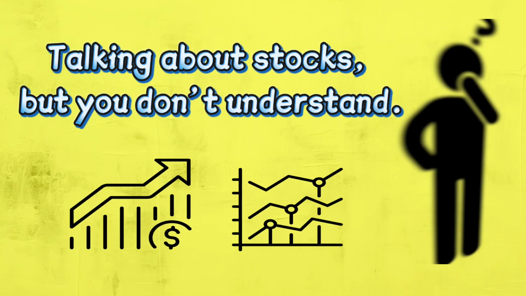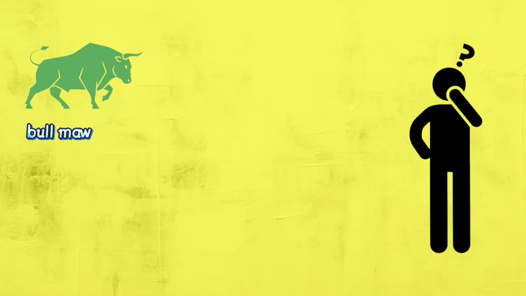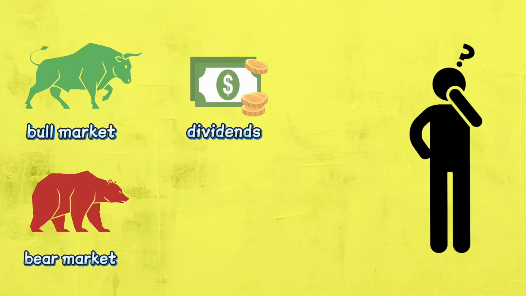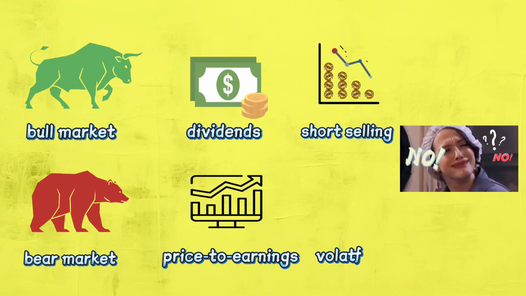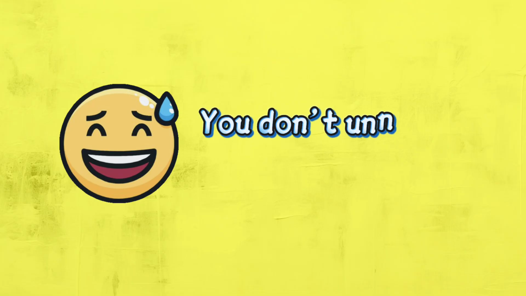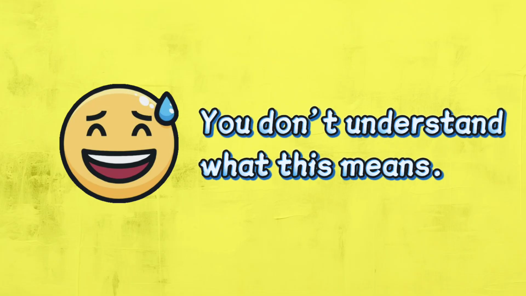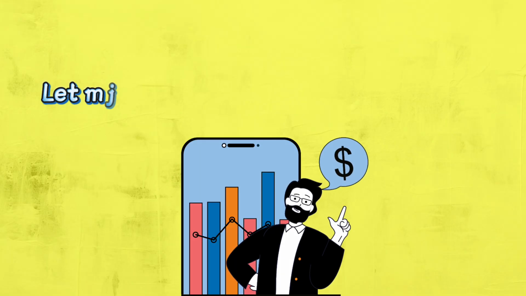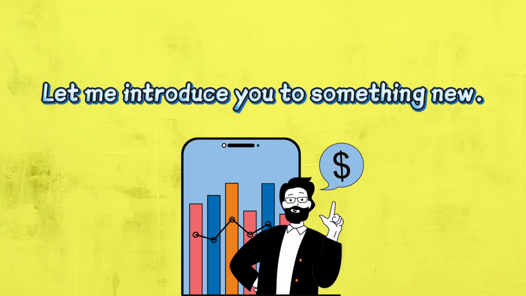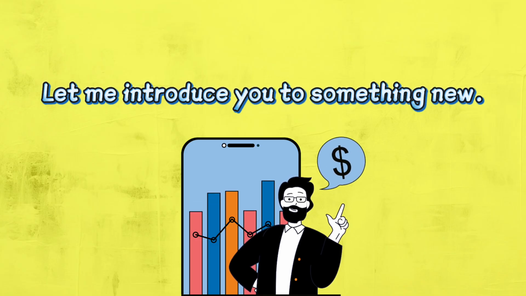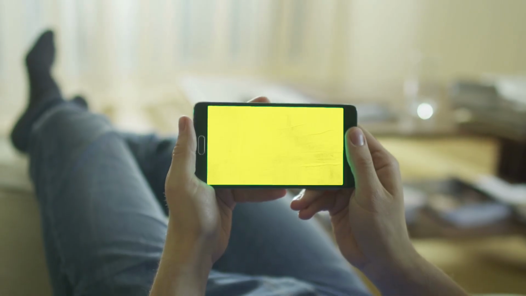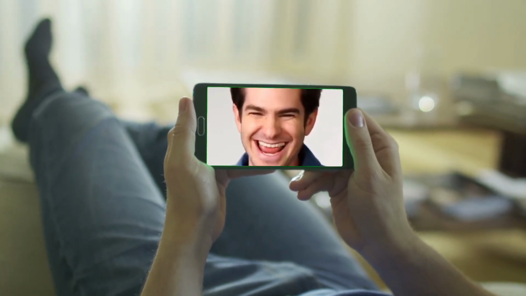Have you ever listened to people talk about stocks and felt completely lost? Terms like bull market, bear market, dividends, price to earnings, short selling, volatility. You're not alone, but deep down you have no idea what they mean. Don't worry. In the next 7 minutes, I'll explain these terms in the simplest and clearest way. After this video, you'll never feel confused when people talk about stocks again.